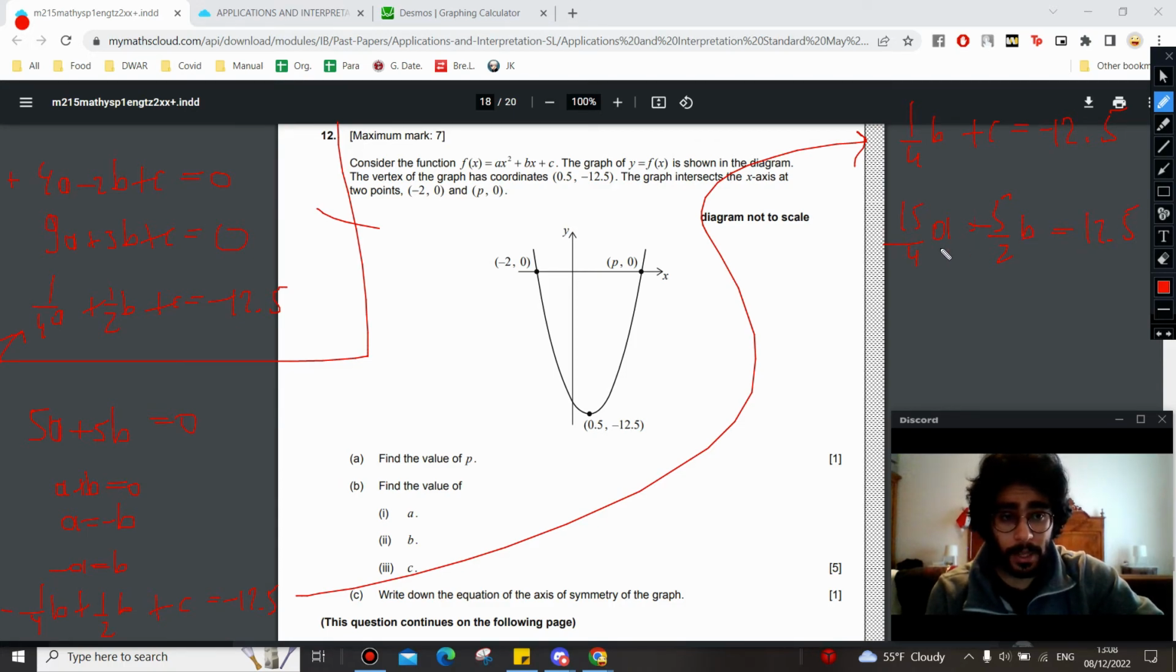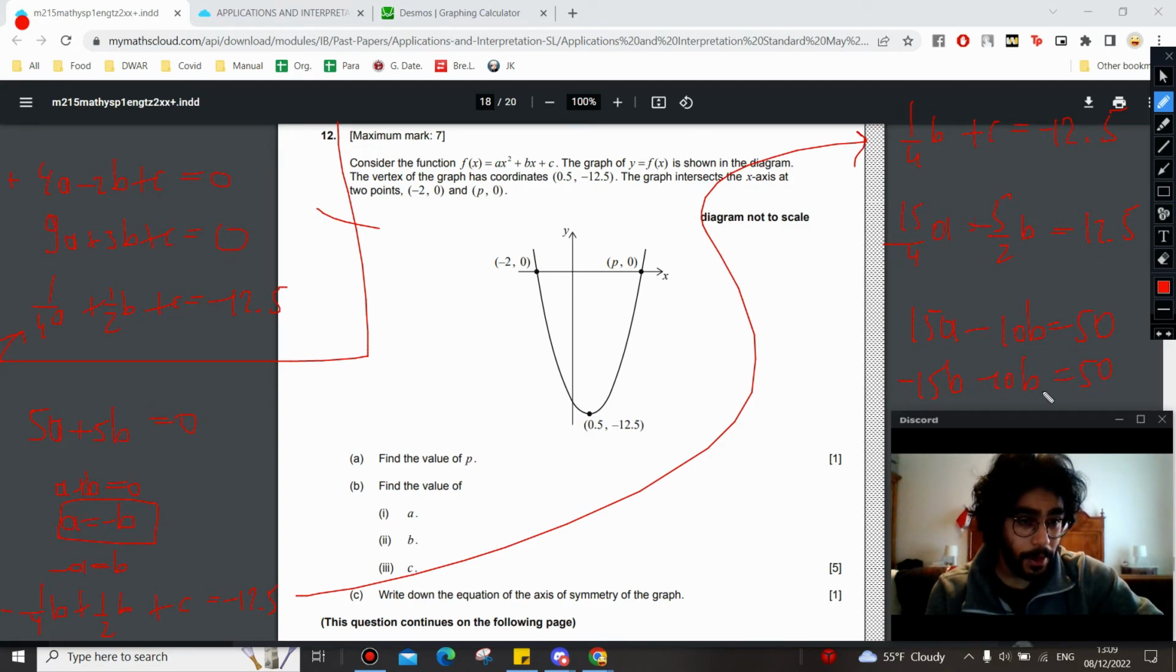Now I can multiply by 4 to get rid of these 4s and 2s. I will have 15a minus 10b equal to 50. But I also have that a equals minus b, right? So instead of a, I can write minus b. So I will have minus 15b minus 10b is equal to 50.